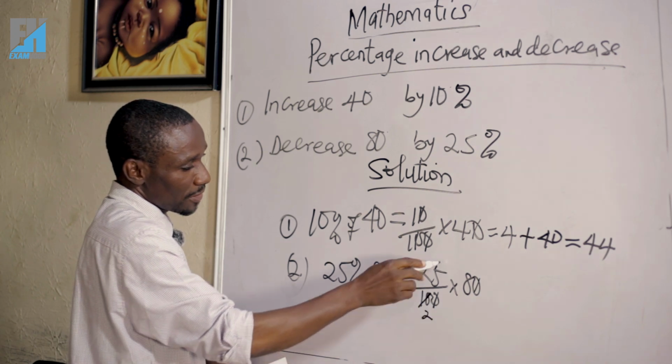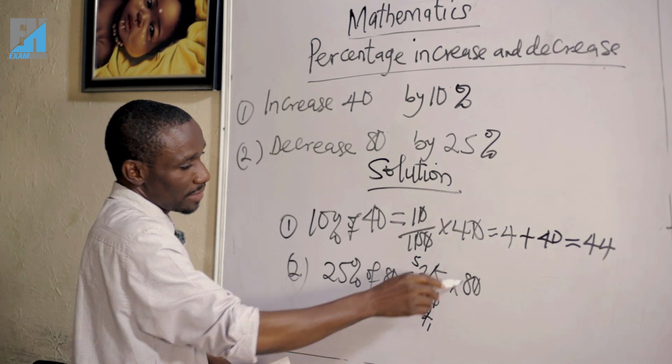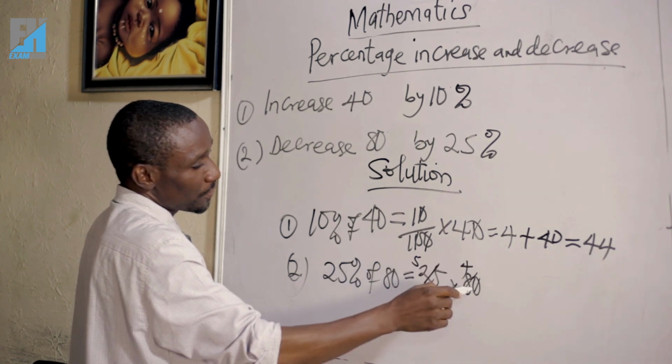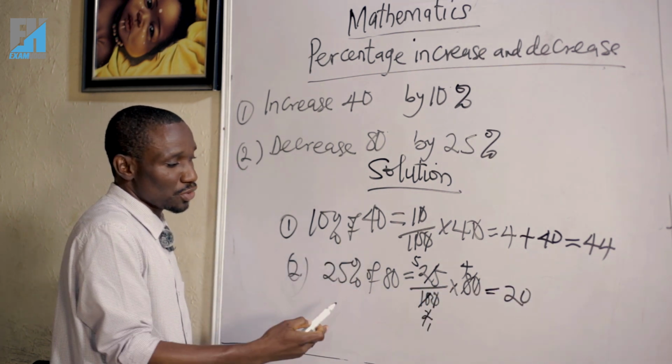5 here 2 times, 5 here 5 times. 2 here 1 time, 2 here 4 times. So we are left with 5 and what? 4. 5 times 4 will give you what? 20. So that's 25% of 80.